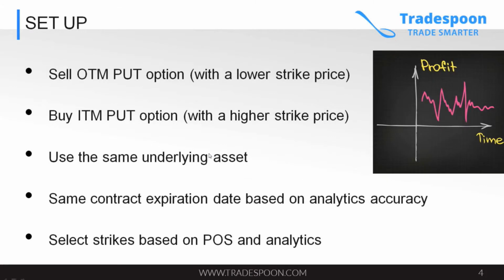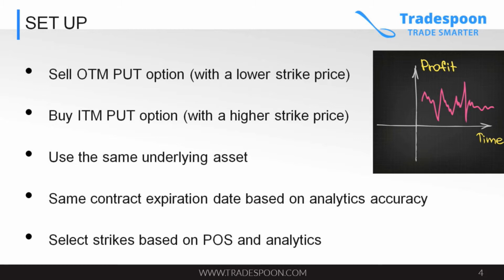So let's talk about setup. You sell an out of the money put with the lower strike price. You buy an in the money put option with the higher strike price. So it's a debit put spread. You have to pay to participate, to get into a debit put spread. You use the same underlying asset.